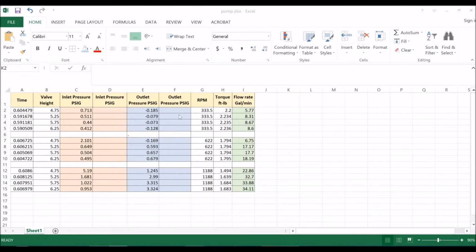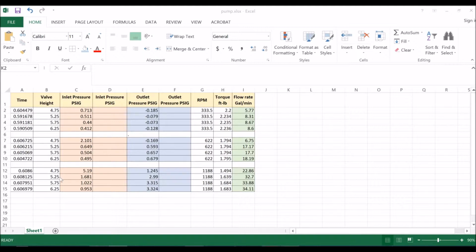Pump experiment, these are the values that we recorded. We have time, valve height, inlet pressure, outlet pressure, RPM, torque, and flow rate. For this case, we did three tests. In each test, we changed the revolutions per minute, as you can see in this one.